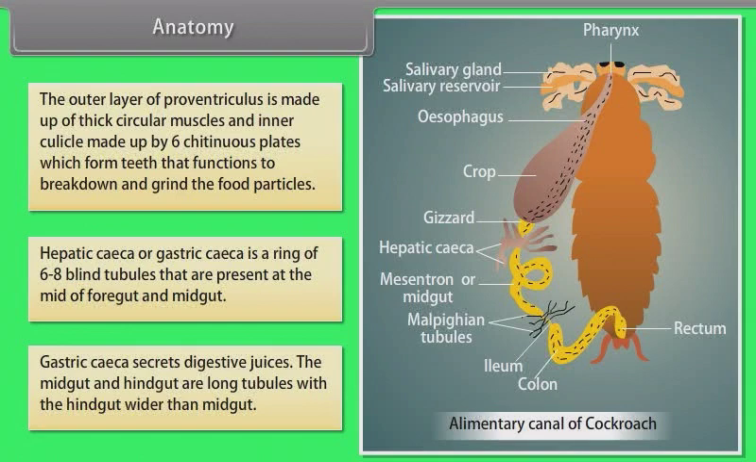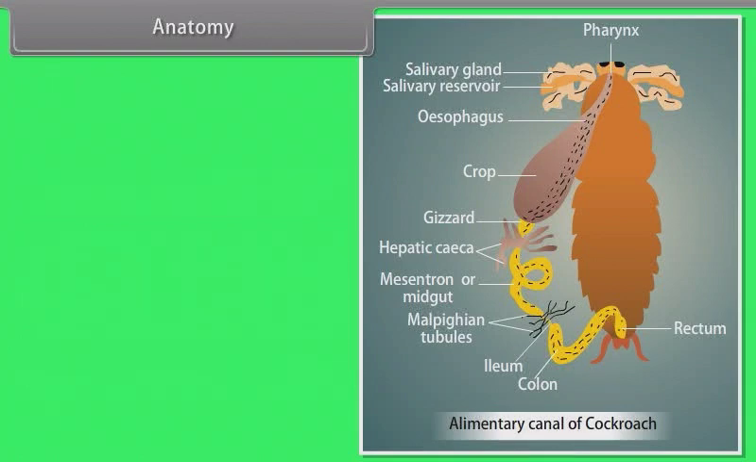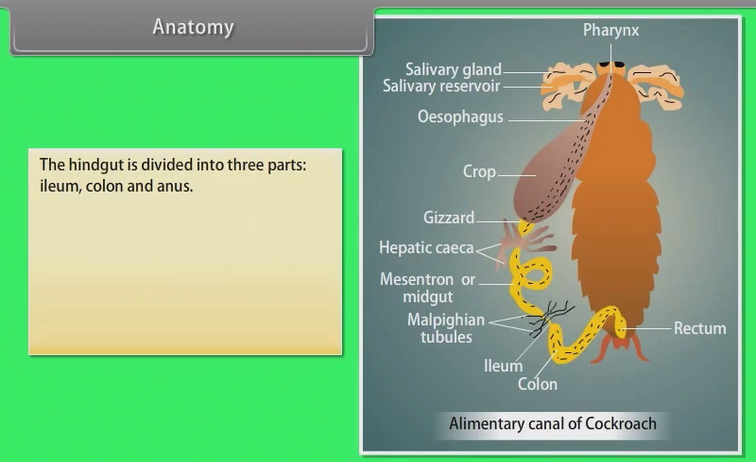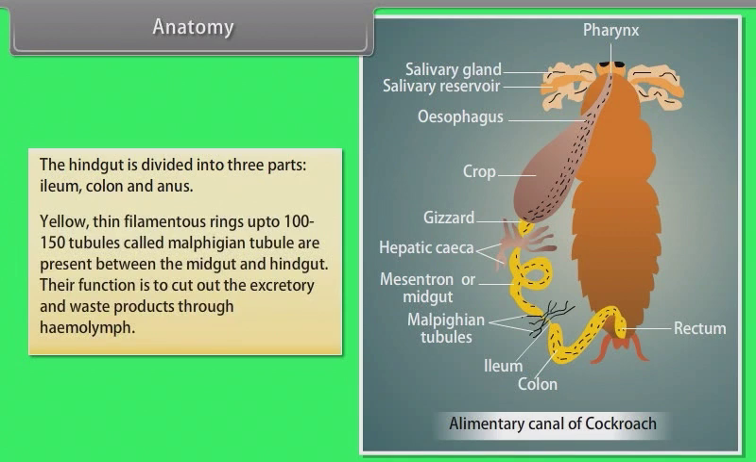The midgut and hindgut are long tubules, with the hindgut wider than the midgut. The hindgut is divided into 3 parts: ileum, colon, and rectum. Yellow, thin filamentous rings of 100 to 150 tubules called Malpighian tubules are present between the midgut and hindgut. Their function is to remove the excretory and waste products through the hemolymph.